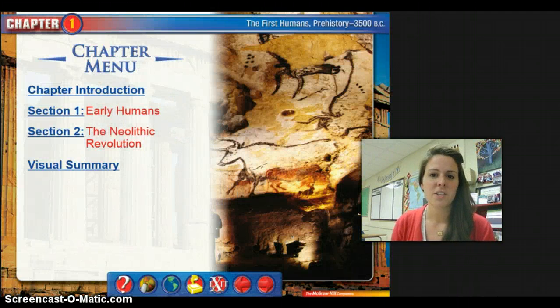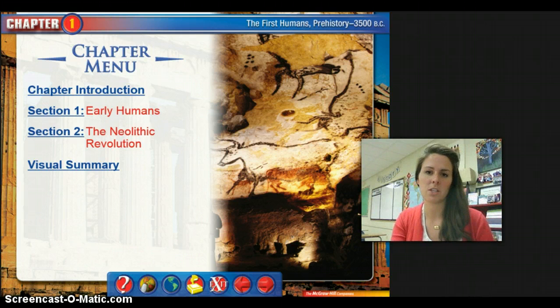Okay. The two sections that we're going to cover in this chapter: the first section is called Early Humans, and the second section is called the Neolithic Revolution. Now in Early Humans, we're going to talk about how humans have spread throughout the world, and the Neolithic Revolution will talk about systematic agriculture and how farming has affected civilizations and has developed into civilizations.